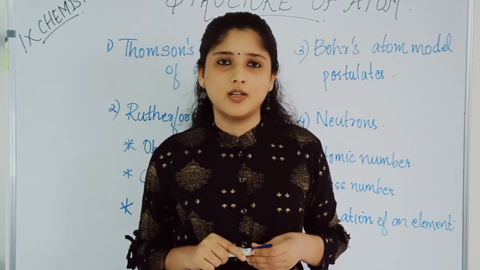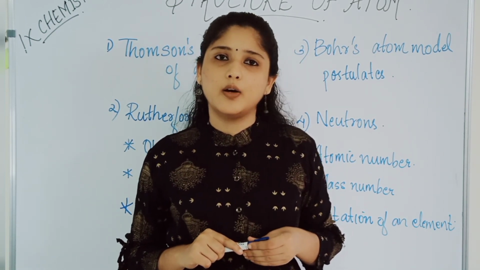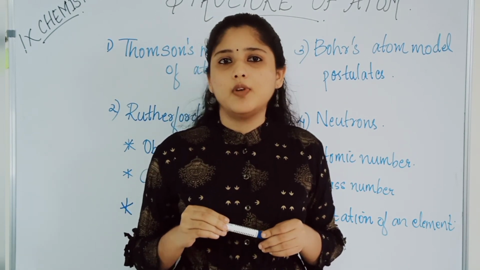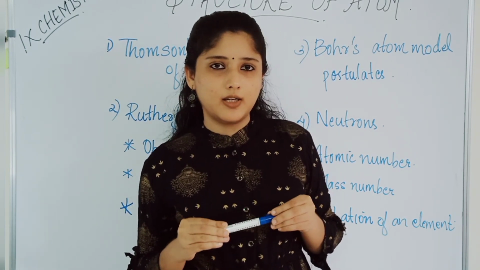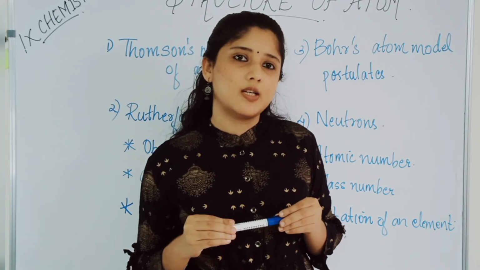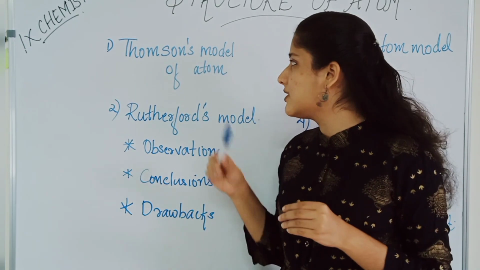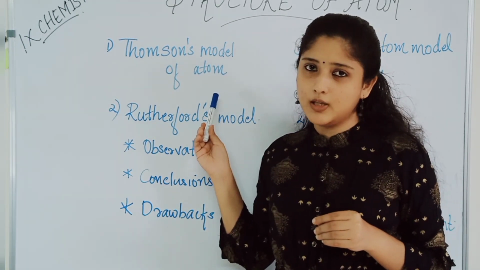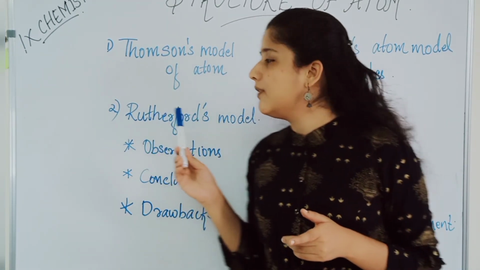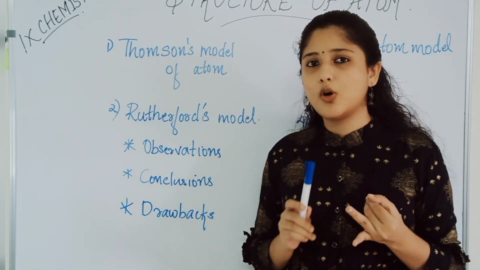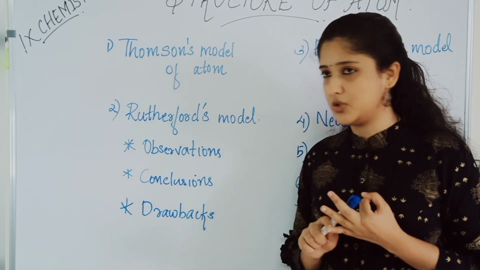Dear students, in the last class we started our new chapter, Structure of Atom. There, we started with the concept of subatomic particles, and then we discussed different models of atom. The first model that we discussed is Thomson's model of atom, the plum pudding model. Then we discussed Rutherford's atom model: the experiment, his observations, and also the conclusions.